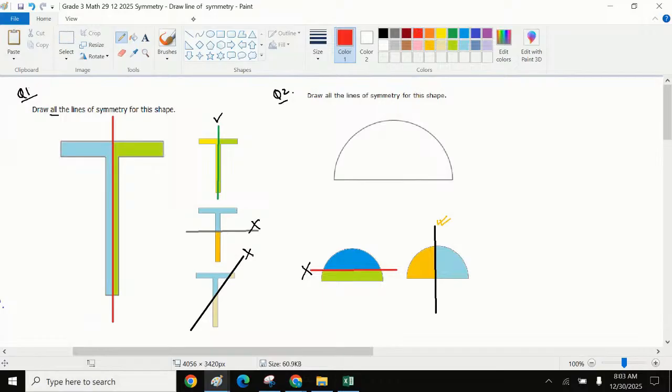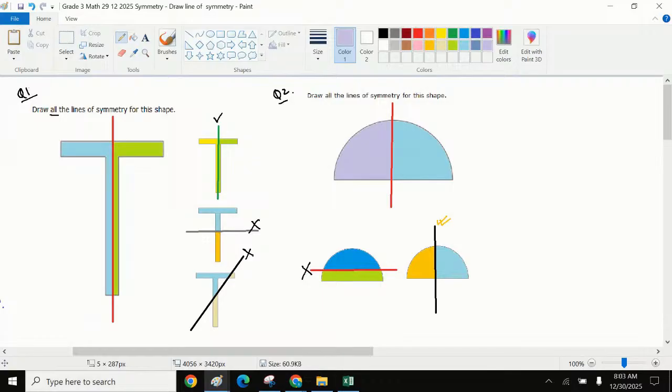So what we do is we draw it on the final shape. This is the line of symmetry we have. That means the shape on the right side is equal to the shape on the left side, right? So what we need to do is we need to see all possibilities.